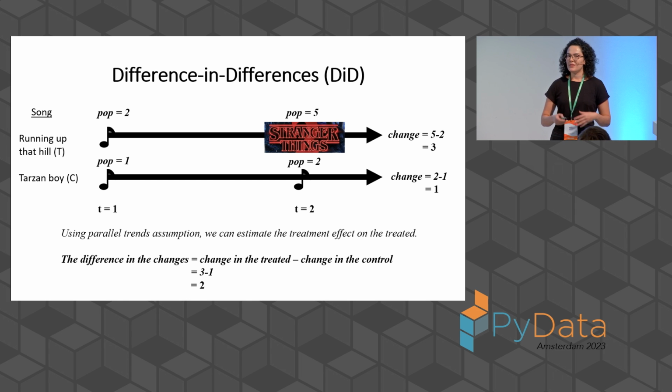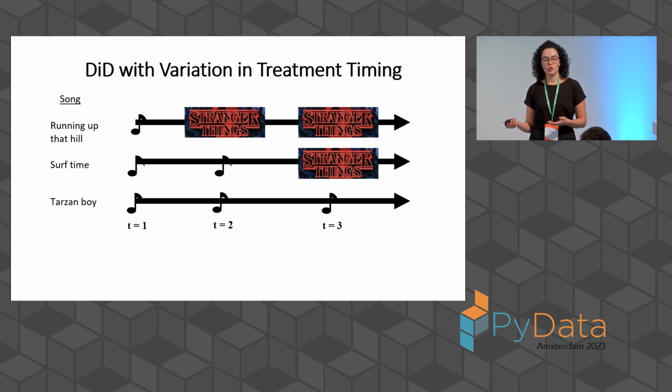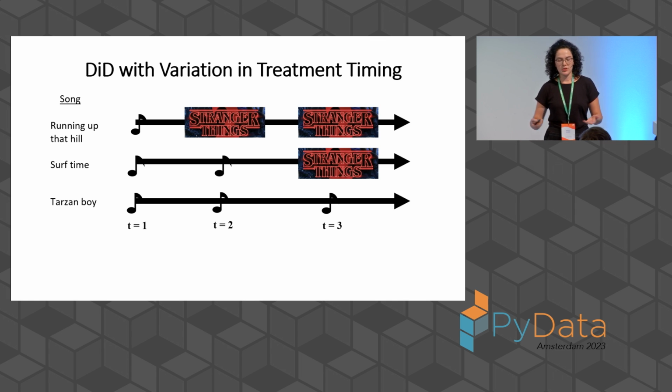Right, so I think we get the basic working of difference-in-differences. But the thing is, the data I had had a lot of songs, thousands, I didn't have just 2 groups. My data looked more like this. So I had more than 2 groups, songs getting treated at different times, and multiple time periods.